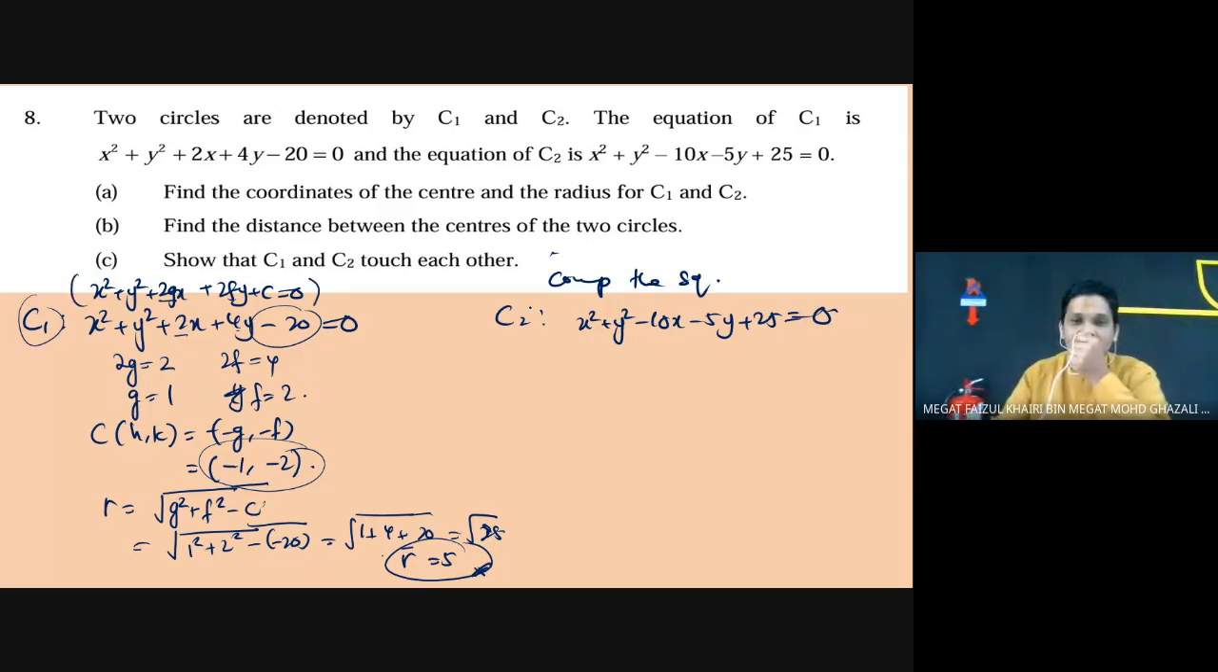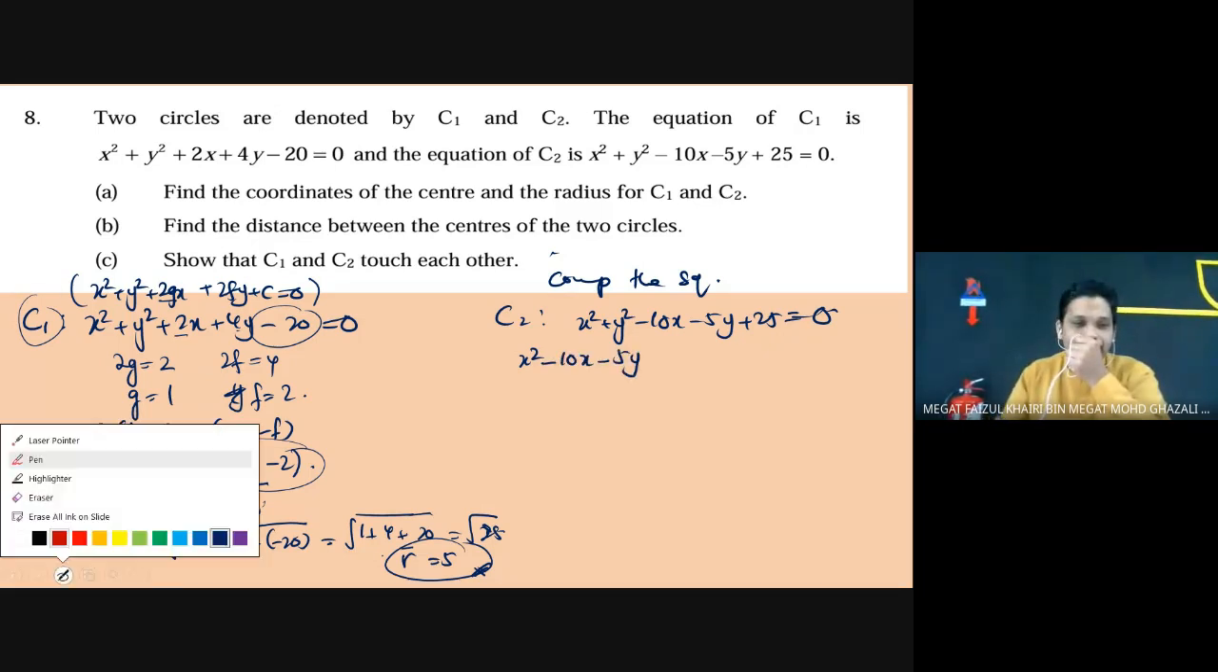Now we use completing the square. So that x squared minus 10x minus 5. Okay, no, sorry.